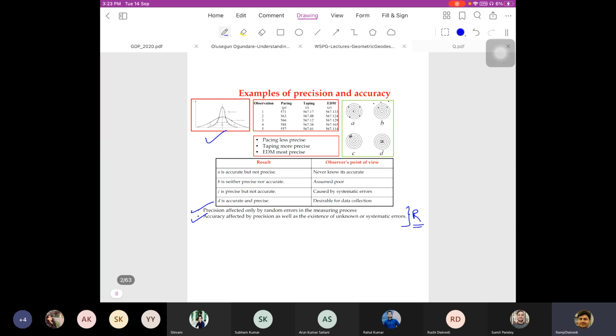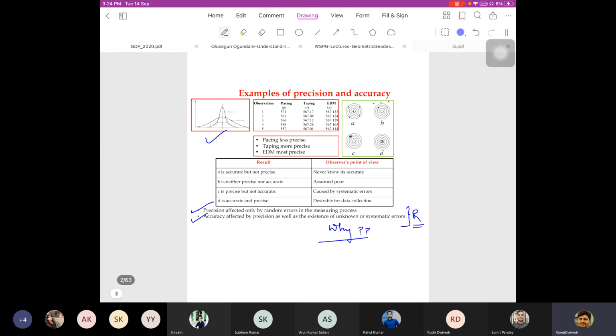The precision, as it is told, is affected only by random errors in the measuring process, and accuracy is affected by precision as well as existence of unknown and systematic error. The reason why, because this is the question that I should put in right now. Why?